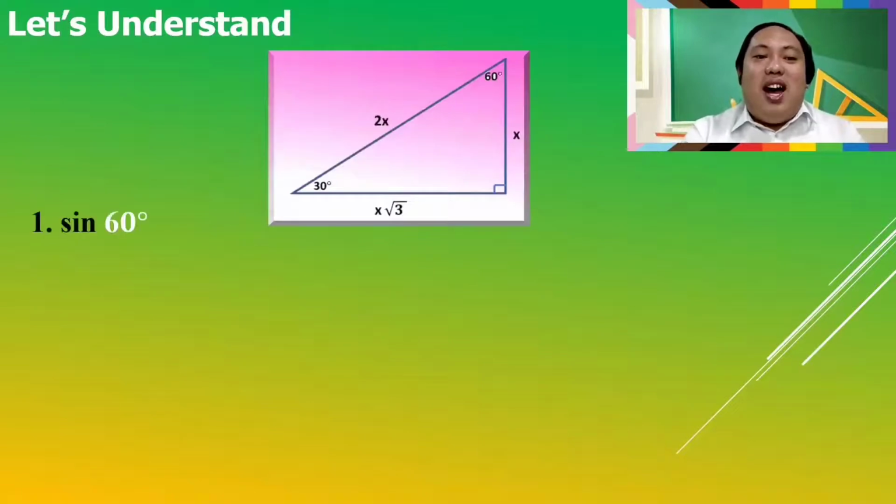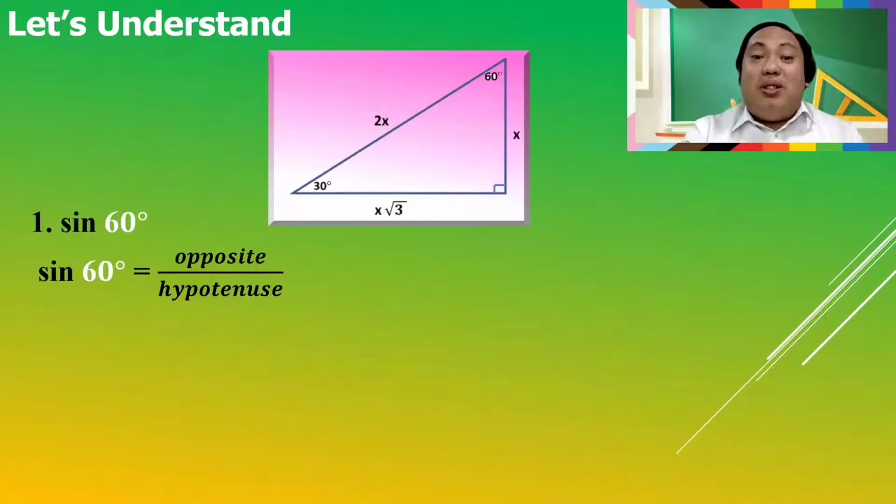So let's have number 1, sine 60 degrees. Sine 60 degrees equals opposite side over hypotenuse. Then we have x square root of 3 over 2x. Then we simplify, we have square root of 3 over 2. Hence, sine 60 degrees is square root of 3 over 2.